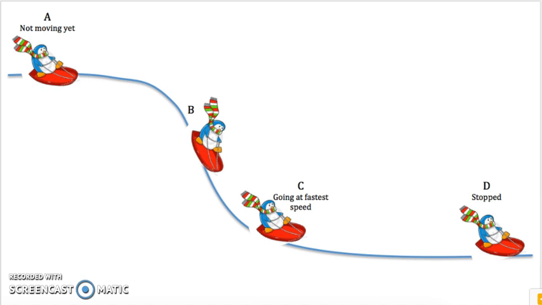So in this situation, we have a penguin who's on a sled, and this penguin is going to slide down the snowy hill. Notice that at point A, the penguin and the sled is not yet moving. They're just sitting at the top of the hill. B and C is when the penguin is actually moving down the hill on the sled. And then at point D, that's when the sled and the penguin have come to a stop.